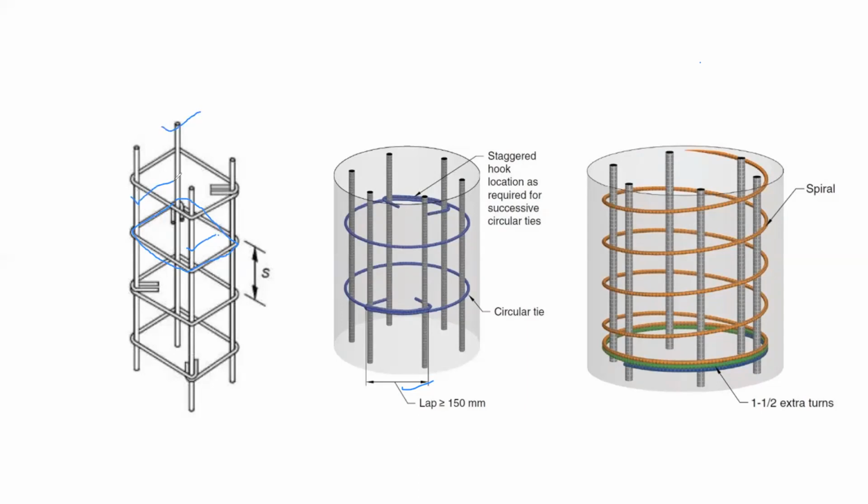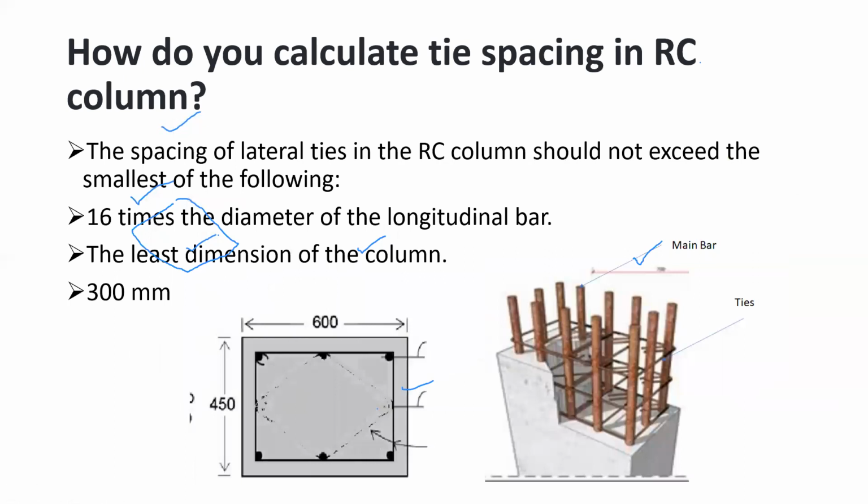In today's class, we are going to learn how to find out the spacing of lateral ties. The lateral tie may be a rectangular lateral tie, or if the column is a circular column, the tie will be a circular lateral tie. Sometimes the lateral tie may also be a spiral lateral tie. How do you calculate the tie spacing in an RC column?